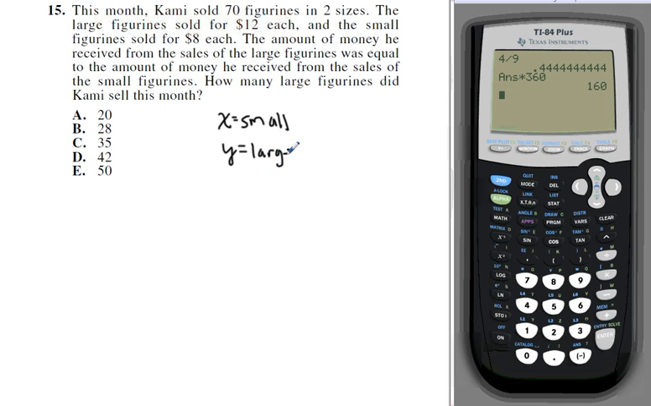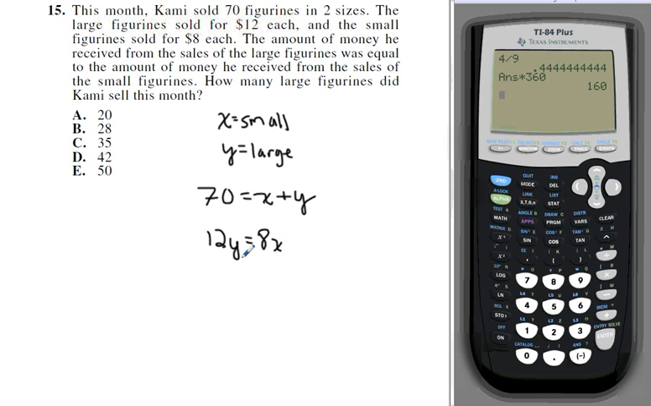Alright, so if I take 70, that's the total number. So that's just going to be the number of small plus the number of large. And they say that the amount of money he received from the sales of the large figurines was equal to the amount of money he received from the sale of the small figurines. So if I take the price for the large figurines and multiply it by the number of large figurines, that's going to be equal to the price per small figurine multiplied by the number of small figurines. So now we have two different equations, and we can solve this using systems.